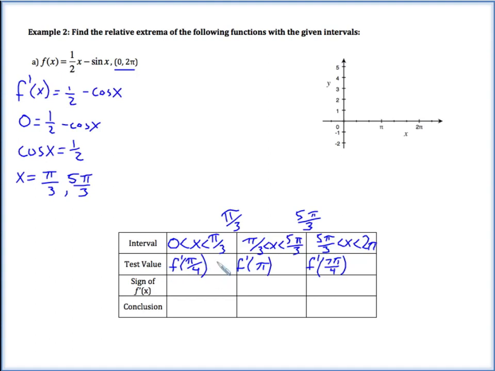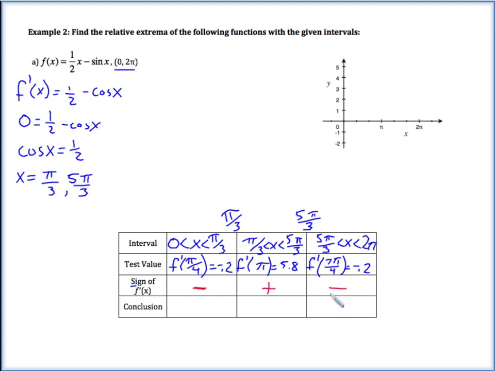Okay, now you can plug these into your calculator, and really what we're looking for is the sign that results here. So if you type this into your calculator, into the derivative here, 1/2 minus cosine x, you actually get about negative 0.2. If we plug pi in, we get about 5.8. And if we plug 7 pi over 4 in, we get negative 0.2 again. So really the only thing that matters here is the sign of f prime of x. So here the sign is negative, here the sign is positive, here the sign is negative.